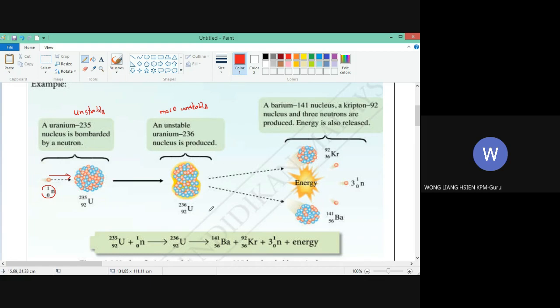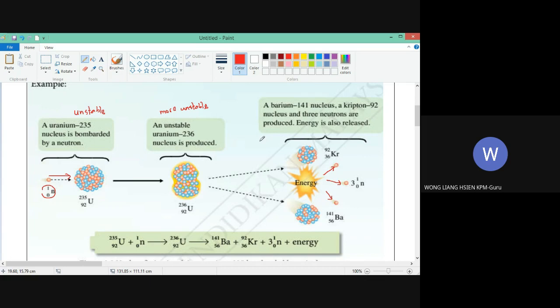And the fastest way to reduce the mass is to divide by half. So the uranium-236 splits into two, becoming krypton-92 and barium-141. At the same time, it also emits 3 neutrons. So this whole process is the process of nuclear fission.